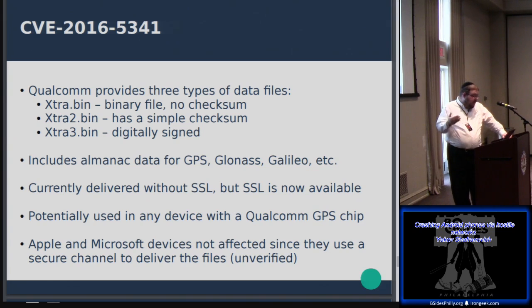The files include almanac data for GPS, but now they've added GLONASS and Galileo. There's no SSL, so one fix is that they're going to add SSL. Second, they're currently delivering the 2 files on top. One is a binary file that has no checksum. The second one has a simple checksum, which is trivial to work backward. Extra3bin is supposed to be the new super-duper digitally signed file. So their fix is to allow SSL, which, considering they're on CloudFront, is trivial, and also to digitally sign the file.